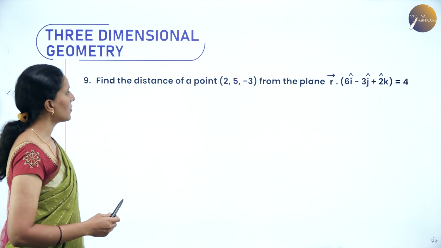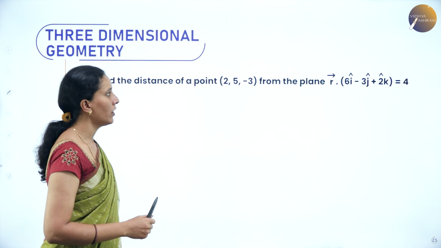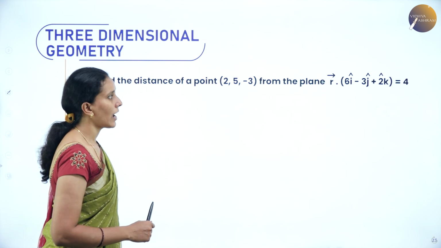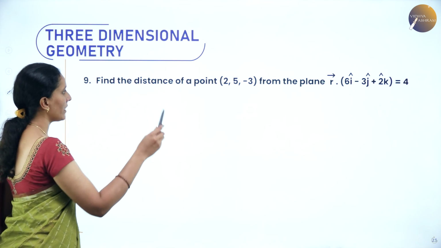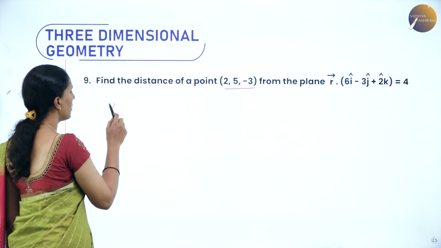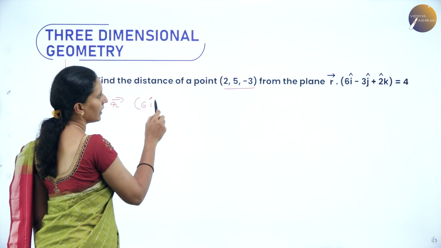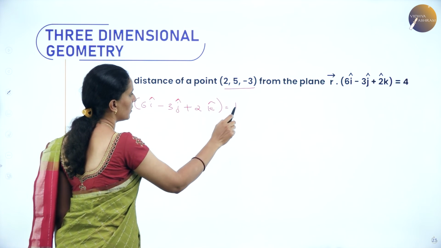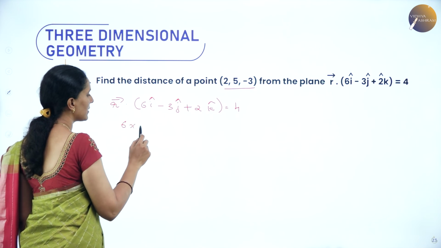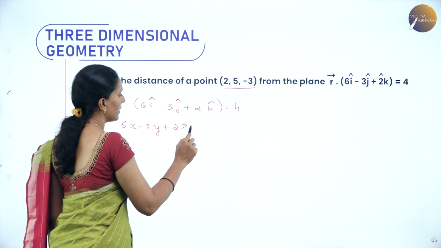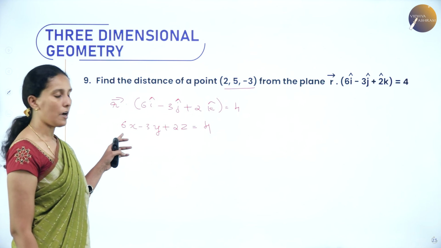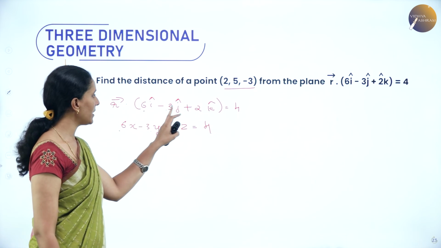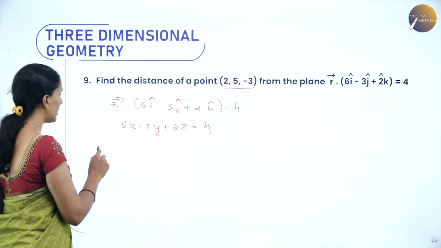Next, find the distance of a point (2, 5, -3) from the plane r dot (6i - 3j + 2k) = 4. So we have x1, y1, z1 here. So r dot xi means we have 6x - 3y + 2z = 4. So now we have this in the Cartesian form, a, b, c and d. Or else by looking here only we can write a, b, c and this is our d. So let's check the distance.